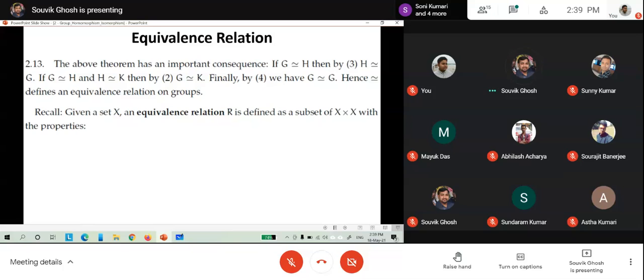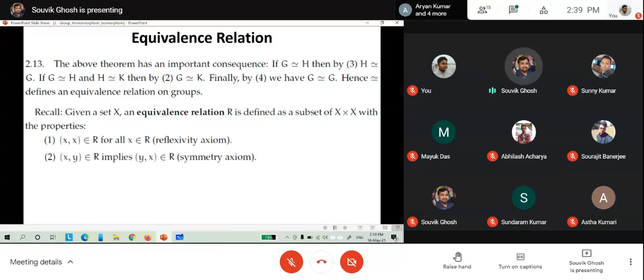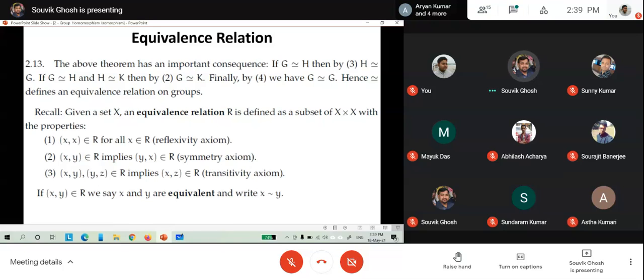We know that given a set X, if we define a relation R which is a subset of X cross X, and if this relation has the 3 properties, that is it is reflexive, symmetric, and transitive, then we say that the relation R defined on the set is an equivalence relation. And this is it for today.